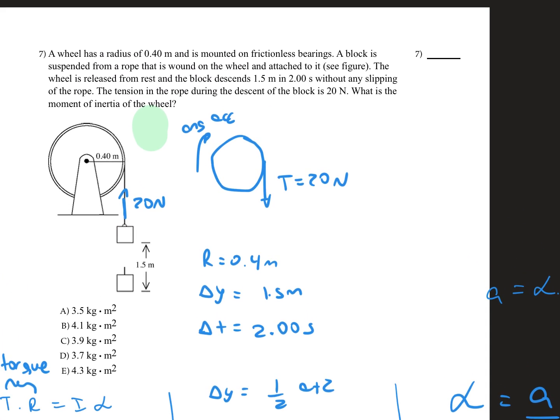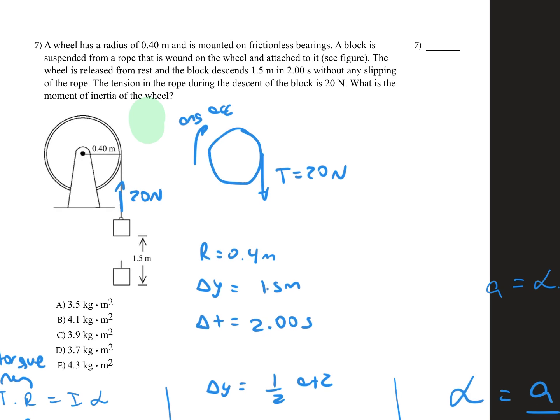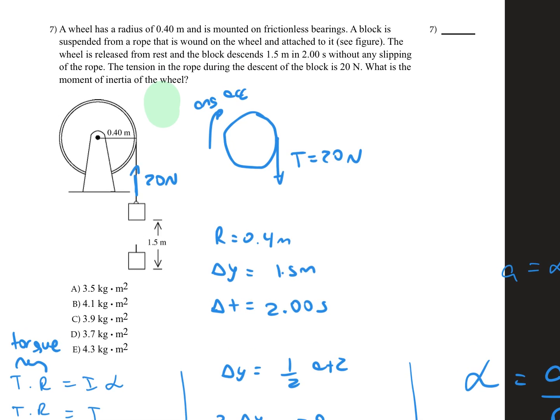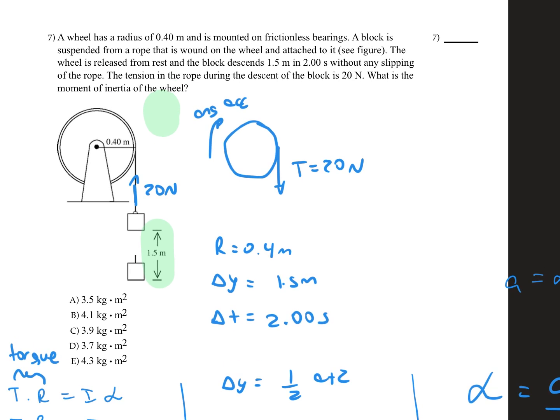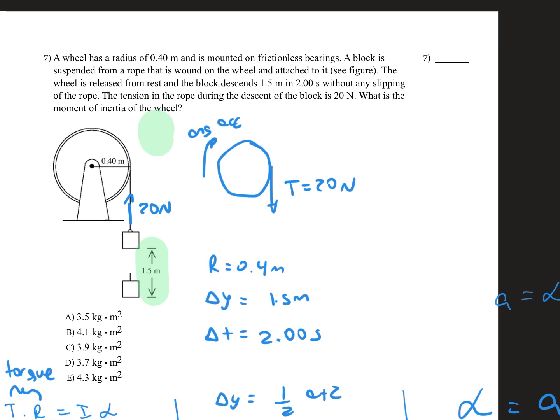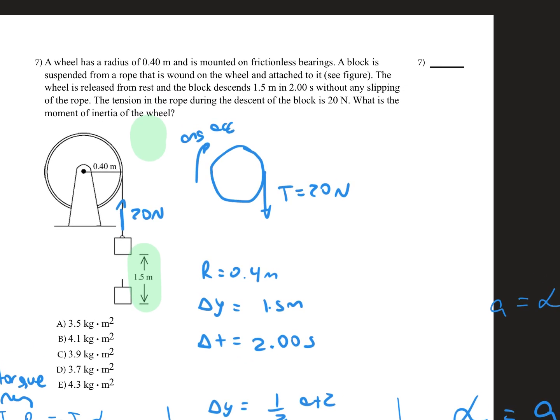So first things first, we list all of the known values. The radius, the distance represented as delta y, shown right here. The delta t represented change in time, which they said was 2 seconds. And the force, as the tension on the rope during the descent of the block is 20 newtons, which is represented right here or right here.